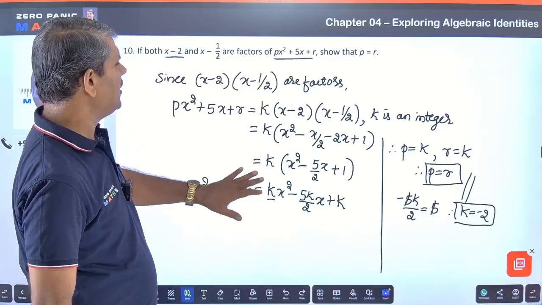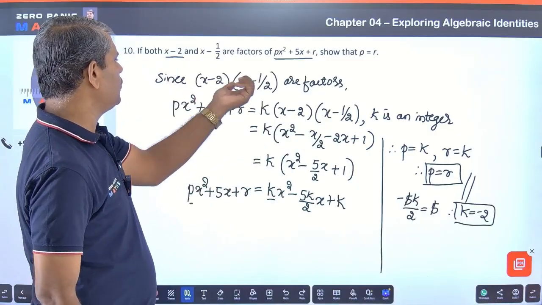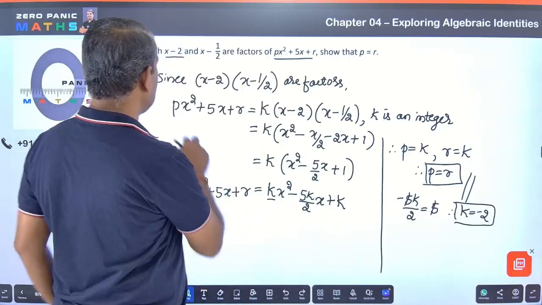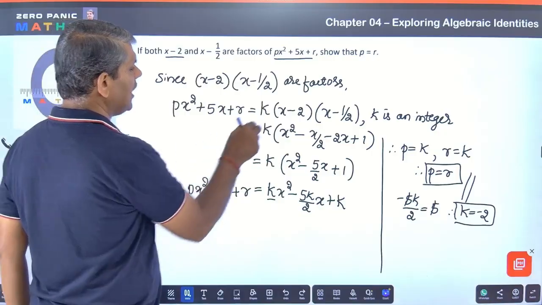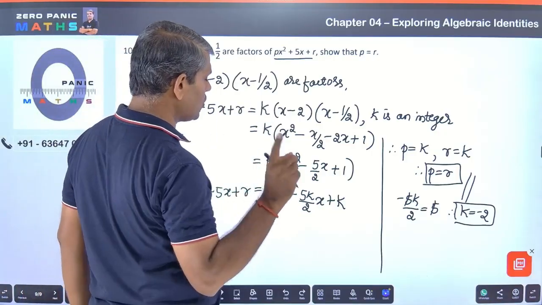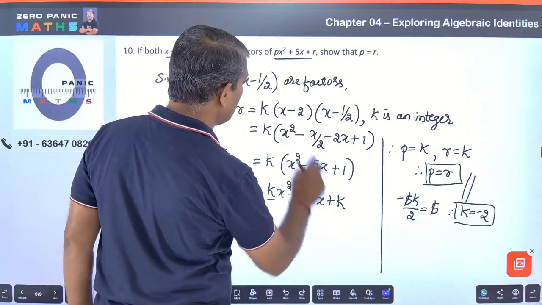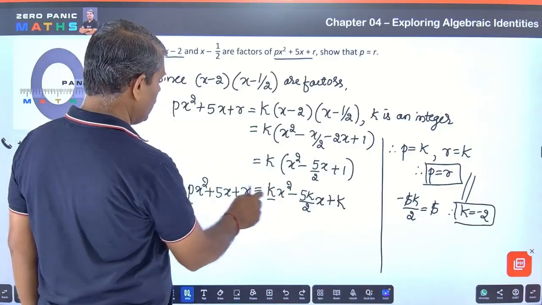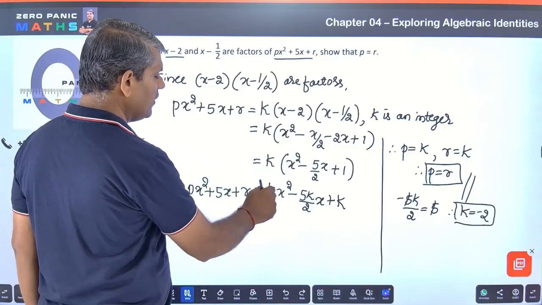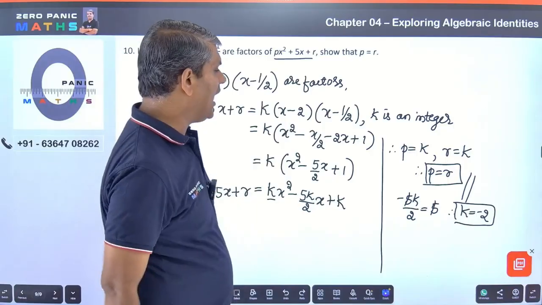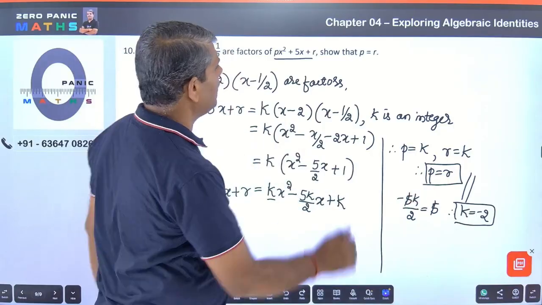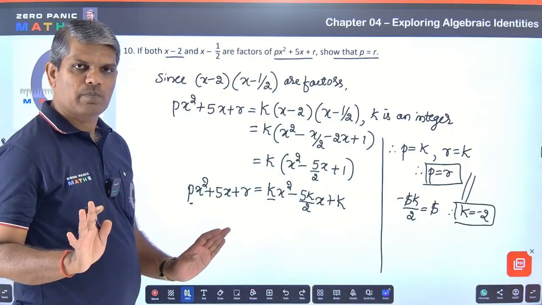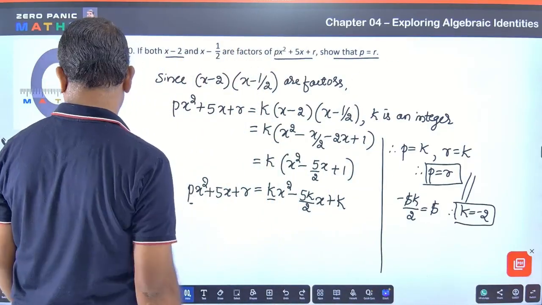So it is a simple question. If you multiply the two factors with a constant k, because for any constant we need to consider these coefficients, that's why I've taken this k. There's no confusion in that. Finally when you expand the multiplication of both the factors, then you will get p and r equal to that one constant k, and that's the reason we got this result as p is equal to r. Understood this? It's a simple one.